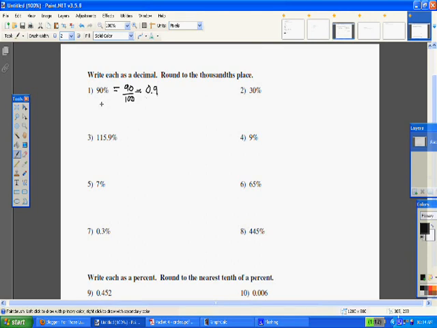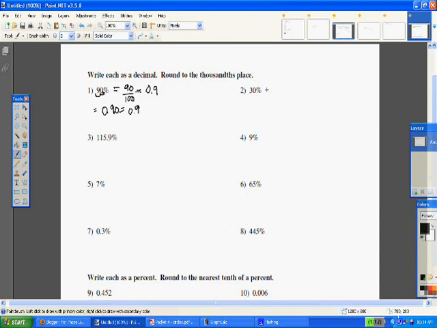Another way to do this, and this is really the shortcut way, is you take the decimal, which is really back here, because it's 90, and you move it over 2 places, and so this is also 0.90 or 0.9.